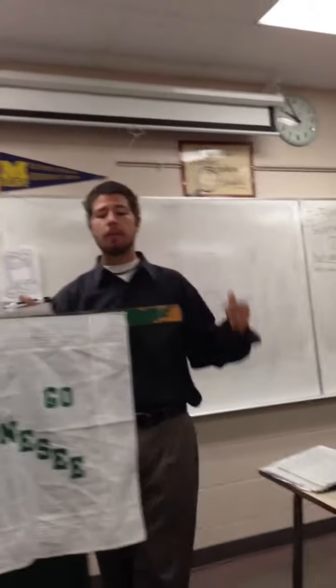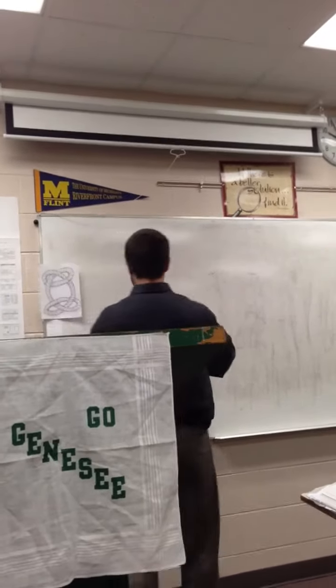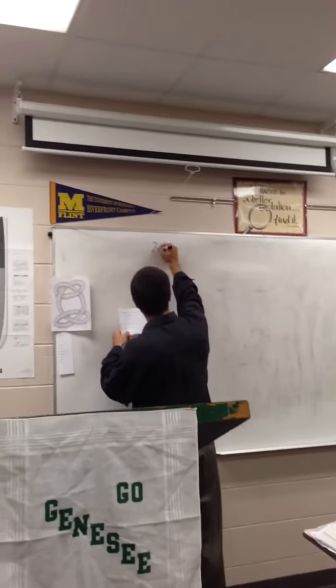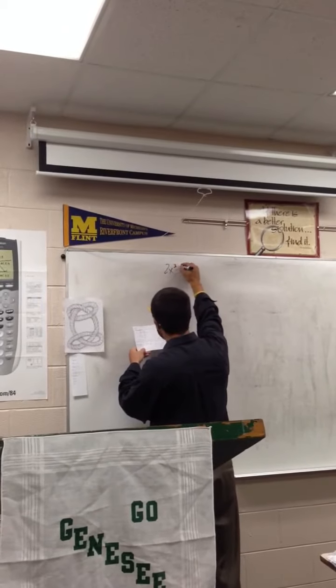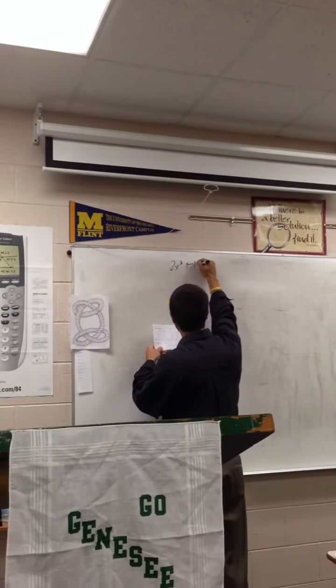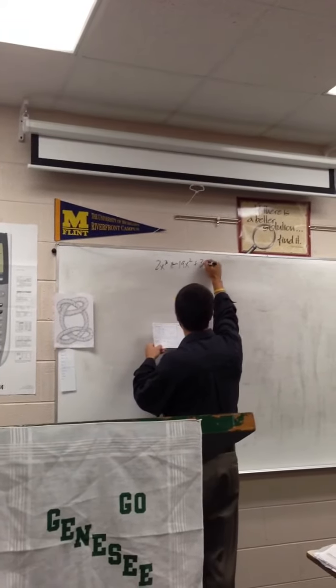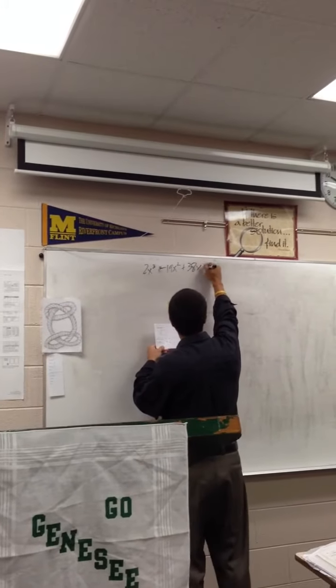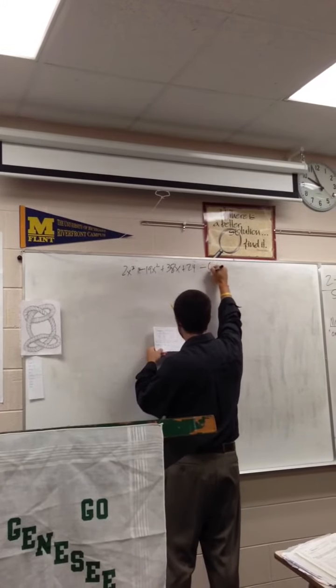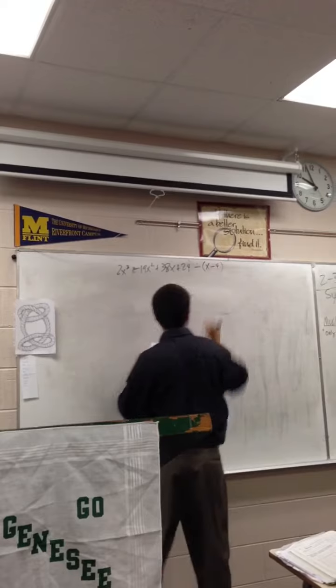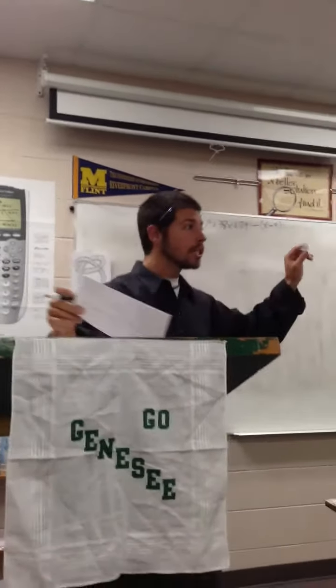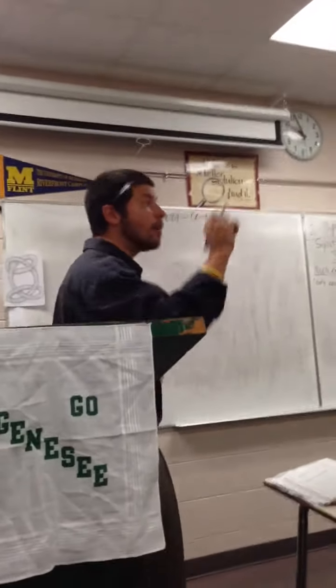Let me write down the problem first, and then I'll show you how this is going to be set up. Here's how you're going to see it in the book. Don't write this down, just watch. 2x cubed minus 19x squared plus 38x plus 24 divided by x minus 4. This is what you're going to see in the book. Here's how you're going to set it up from the book.